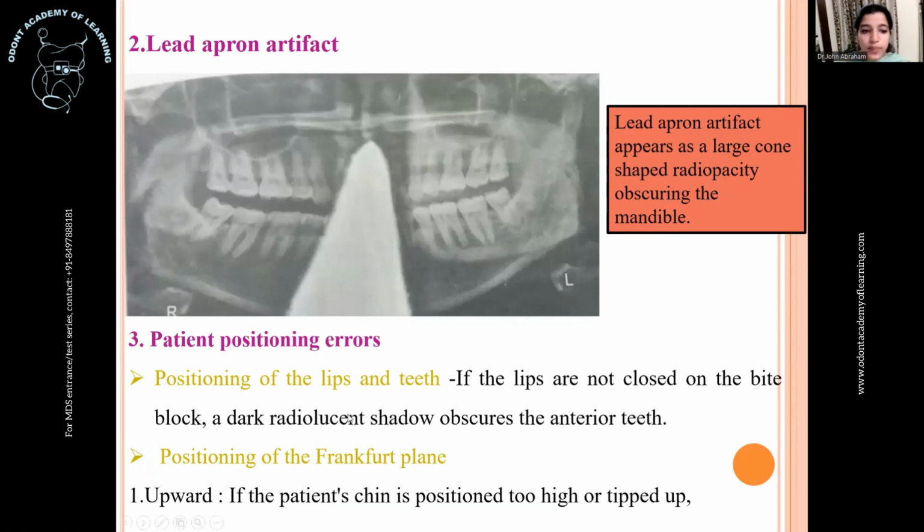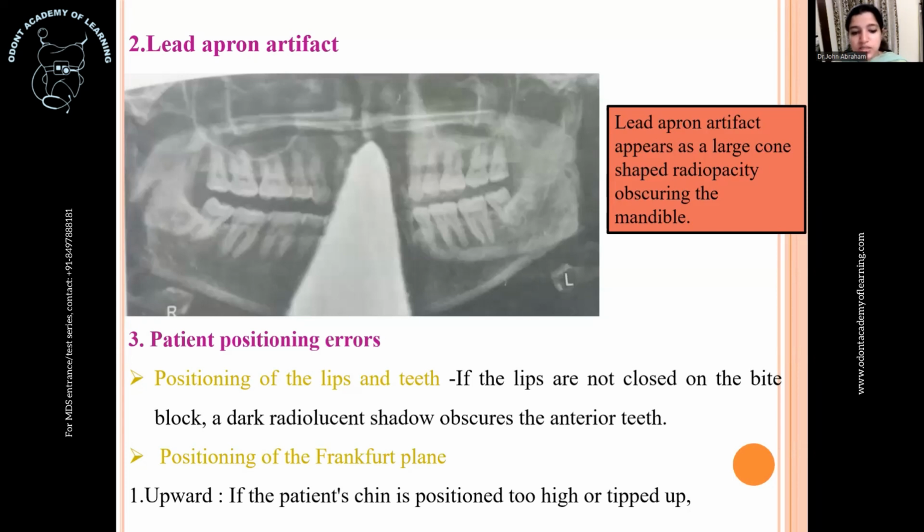The next is the patient positioning error. So positioning of the lips and the teeth. If the lips are not closed on the bite block, a dark radiolucent shadow obscures the anterior teeth. The shadow will come. And next is positioning of your Frankfurt plane.